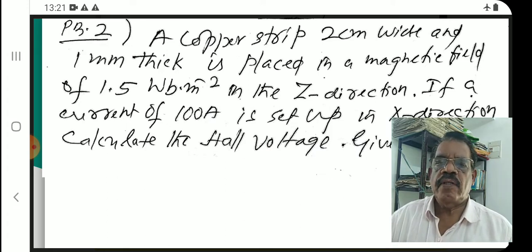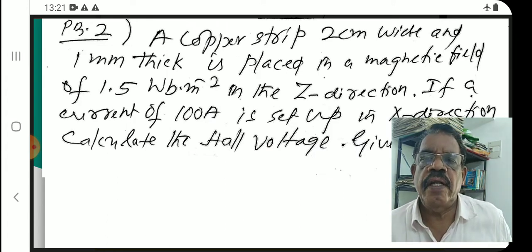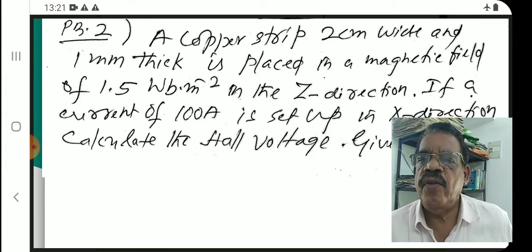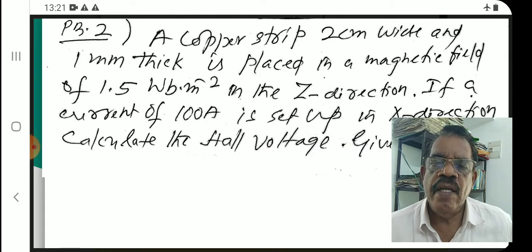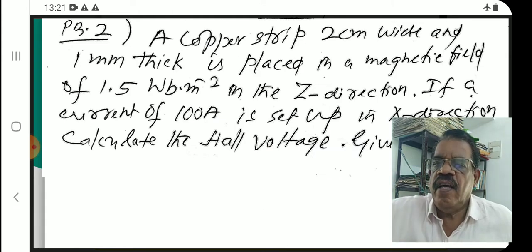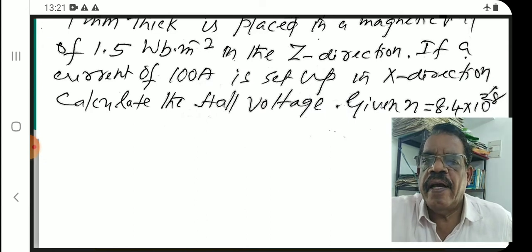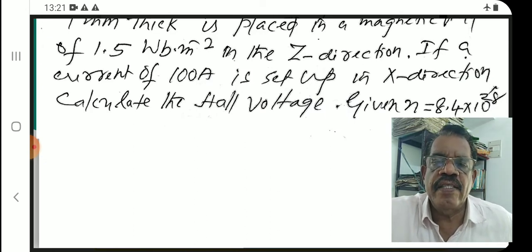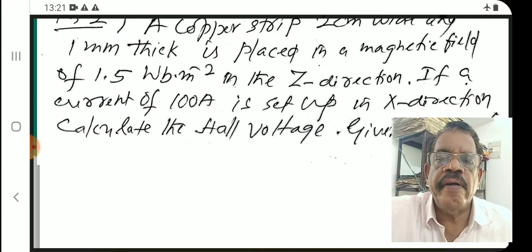A copper strip 2 centimeter wide and 1 millimeter thick is placed in a magnetic field of 1.5 Weber meter is to minus 2 in the Z direction. If a current of 100 ampere is set up in X direction, calculate the Hall voltage given N is equal to 8.4 into 10 raised to 28.